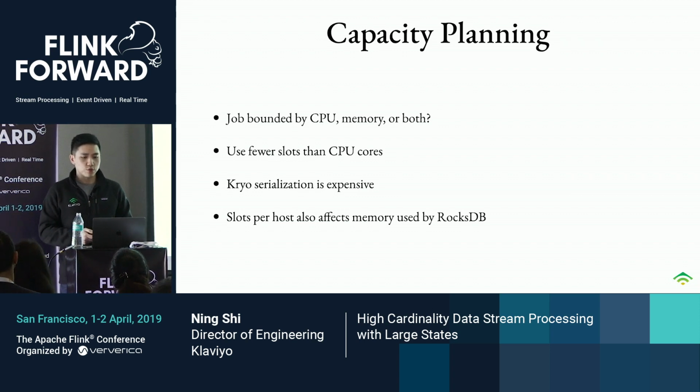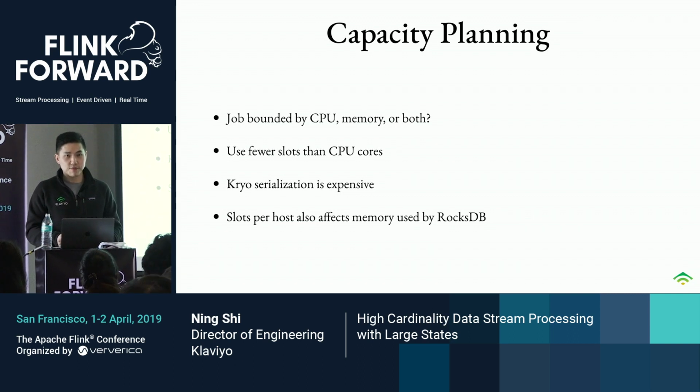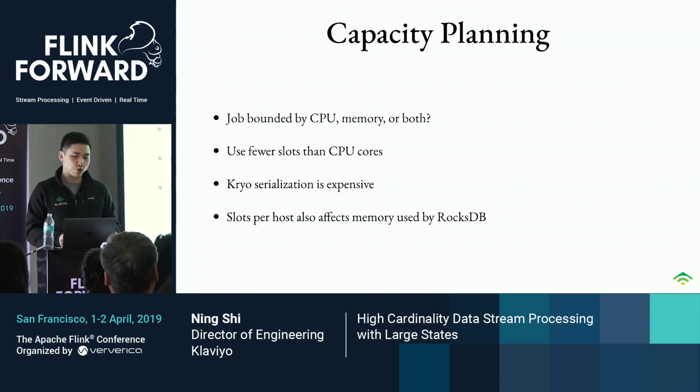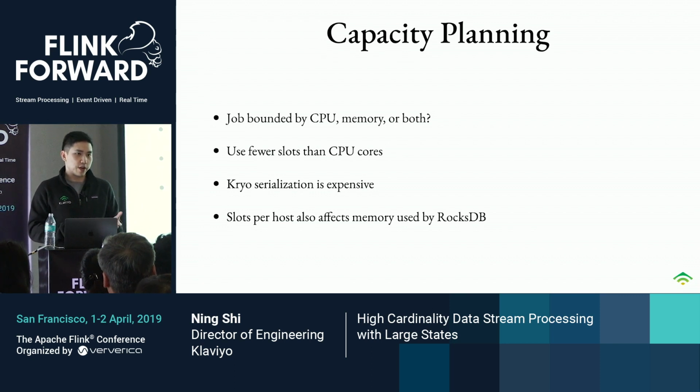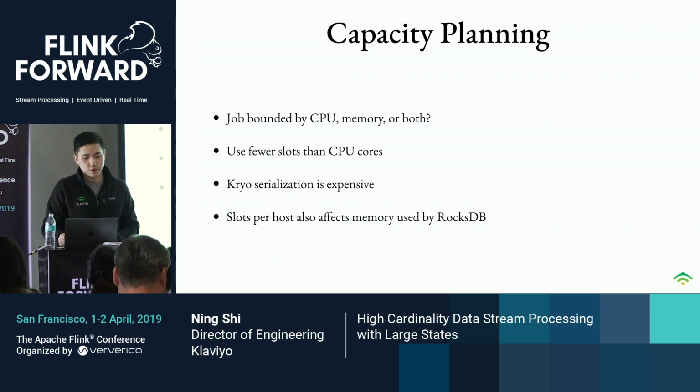My rule of thumb is to start with 50% of your CPU cores for the slots per host, and then go from there. Tune it up or down, depending on the workload. And Kryo serialization is very expensive. So if you're using POJOs, watch out for your POJO changes because sometimes you may forget to create a getter or a setter or name it correctly, and that automatically falls back to Kryo serialization. You might wonder, what happened that all of a sudden introduced 90% of overhead in my job? Sometimes it's because of the serialization.